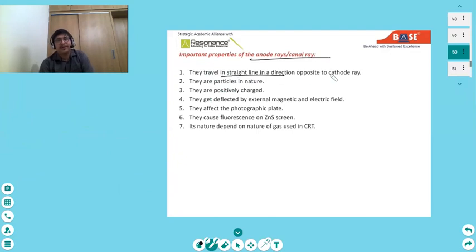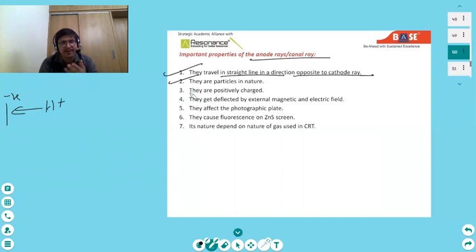They travel in a straight line in the direction opposite to the cathode ray, obviously, because this is a positive entity, so it has to move towards the negative plate, and the negative plate is the cathode. That's why it is moving that side in a straight line. They are particle in nature. Particle means it has mass, obviously: 1.673 into 10 to the power minus 27 kg. I'll tell you that later. They are positively charged particles.